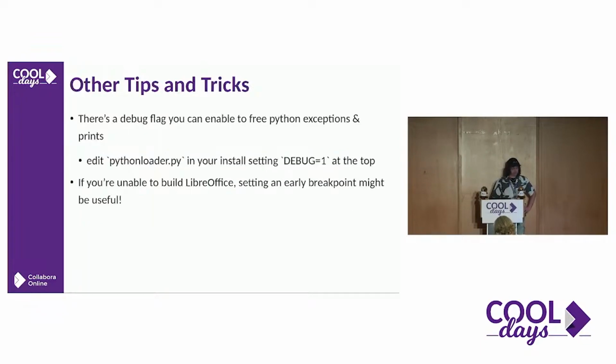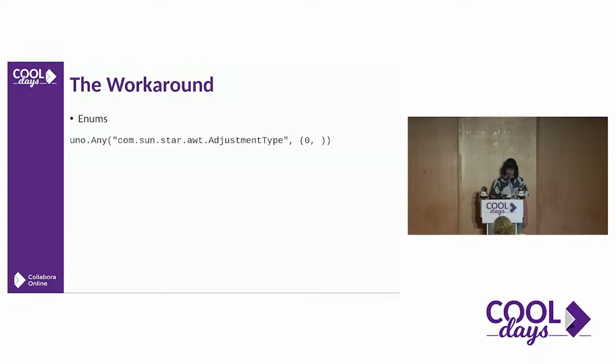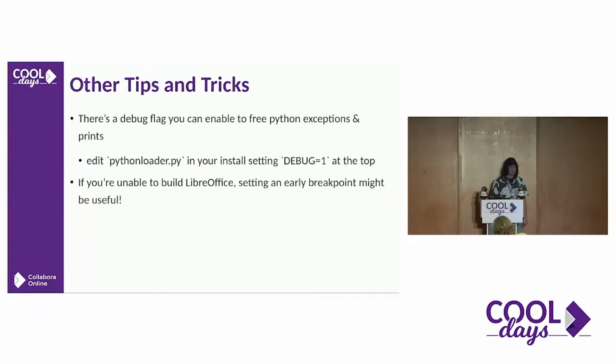One last tip and trick that I mentioned in the last talk in February as well is, it's obvious if you read the README of PyUNO, which if you're doing extensions, I don't think anyone will. But if you put a debug flag inside the PyUNO library and compile LibreOffice with that, you will actually see all the Python exceptions and prints that are normally suppressed by LibreOffice.